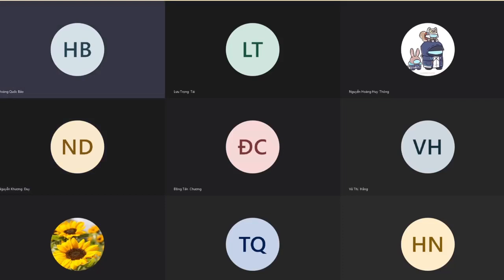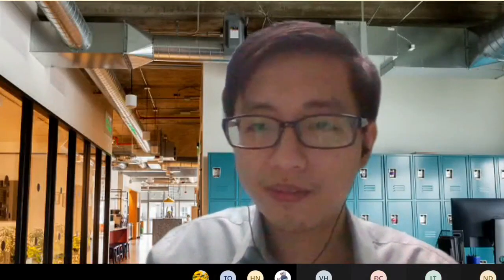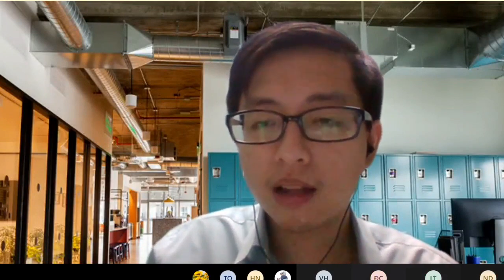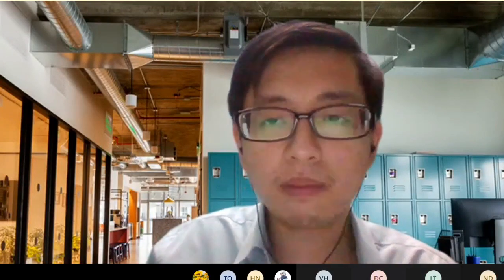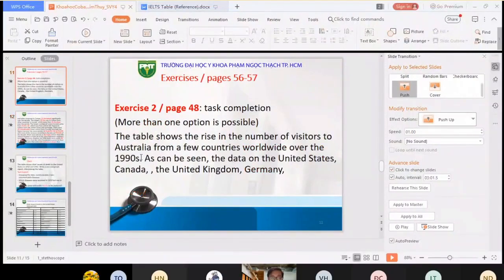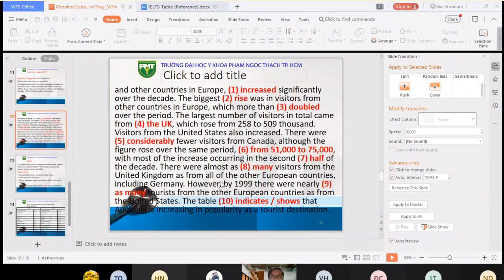Okay, so I'm going to show you my answers now. Take a look at my answer. Remember that there can be more than one correct answer for each gap. There can be more than one possible answer for each gap.